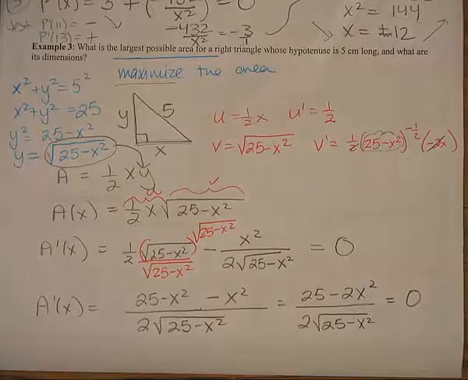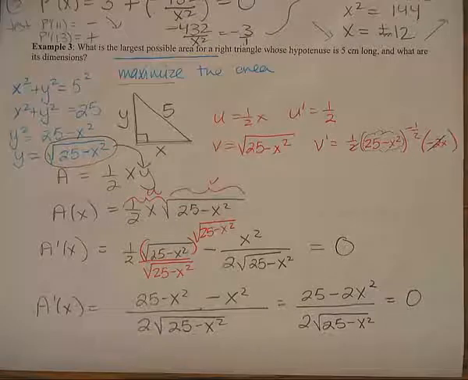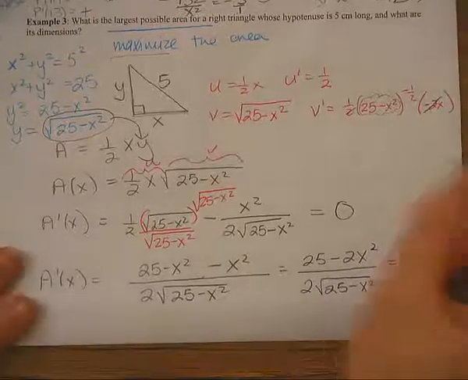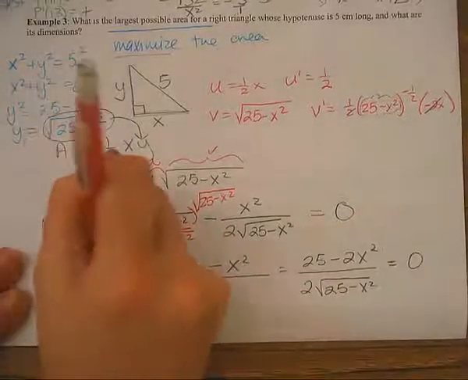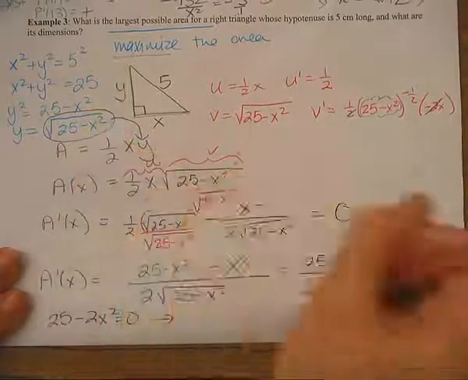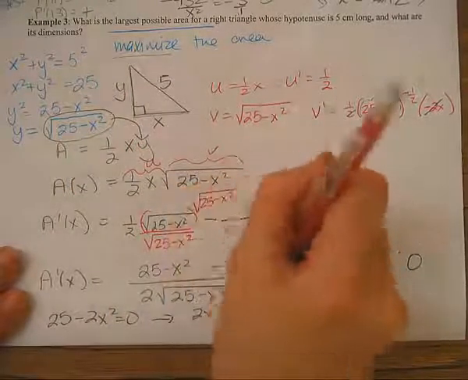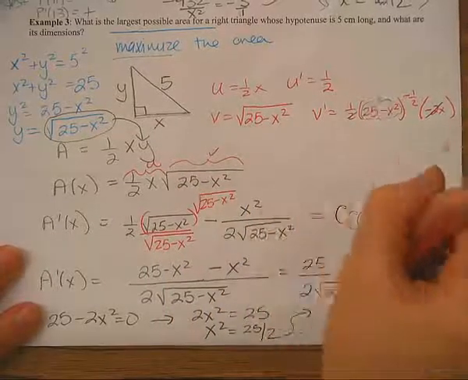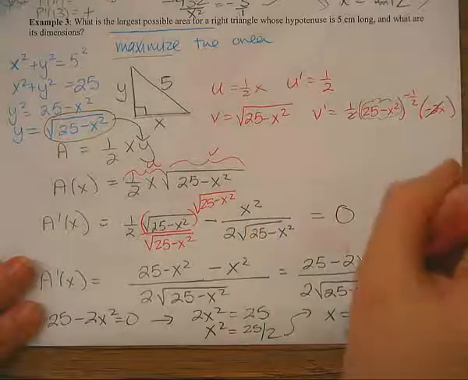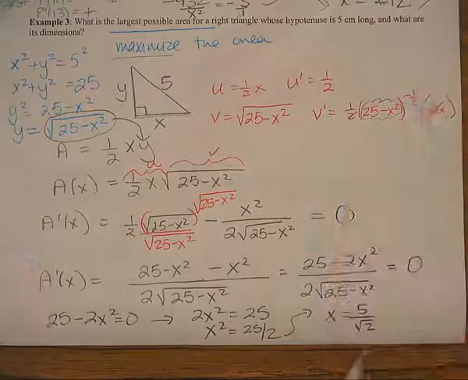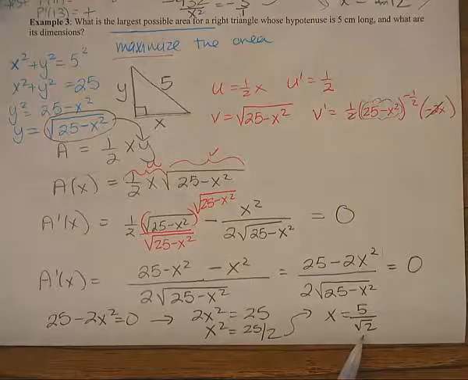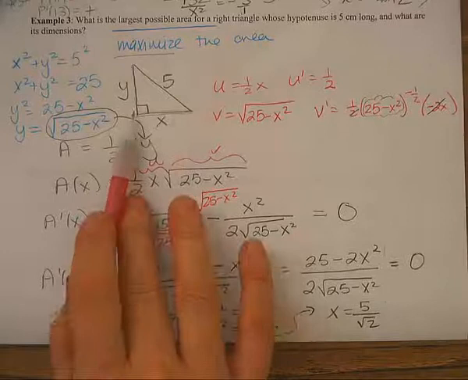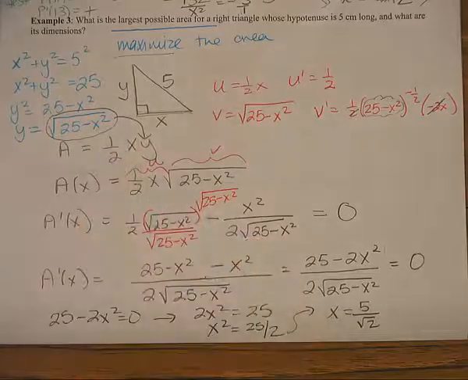Now, setting that equal to 0 is really easy. All I have to do is set this numerator equal to 0 and then solve for x. So when I do that, I end up with 2x squared equals 25, x squared equals 25 over 2, and so x is equal to the positive 5 over the square root of 2, and you can just leave the square root in the denominator, it's okay. And again, I'm only taking the positive square root because I'm talking about a length, so I wouldn't want to be working with a negative value.